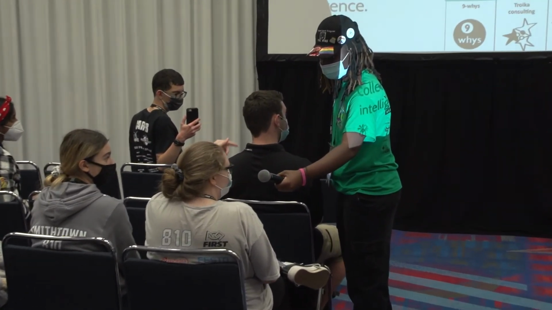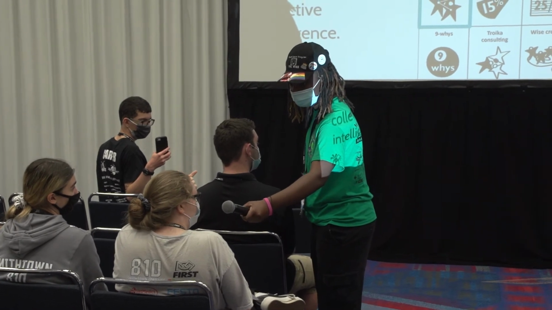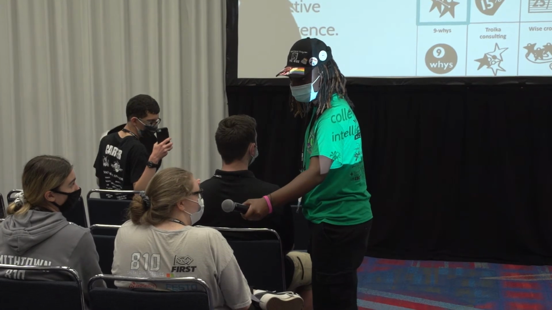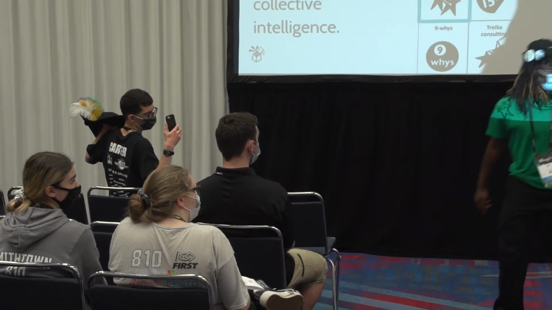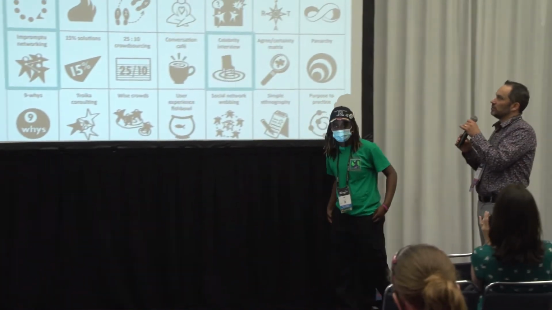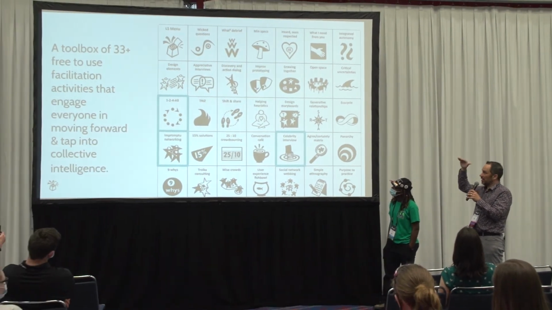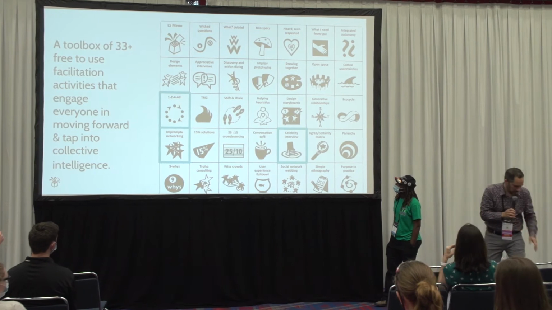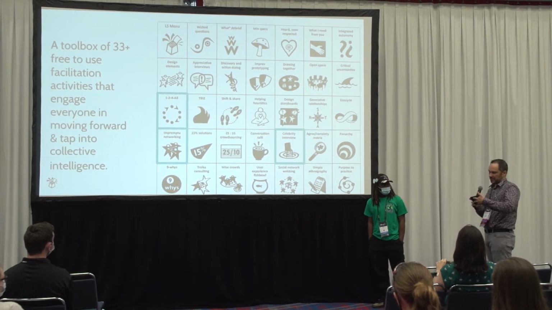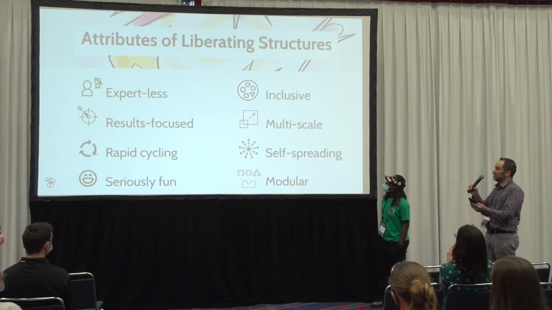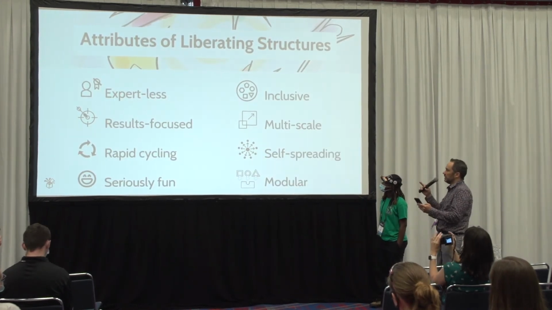I had a quick question. Are these common? Could I just find these if I Googled the name of them and it would show me at least a similar example of the game? Some of them are Googleable. What Liberating Structures does is put them in a package, and everyone has the same format. So I'll show you that. Every activity will have these qualities to them.